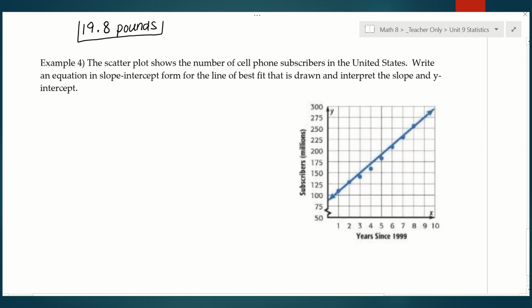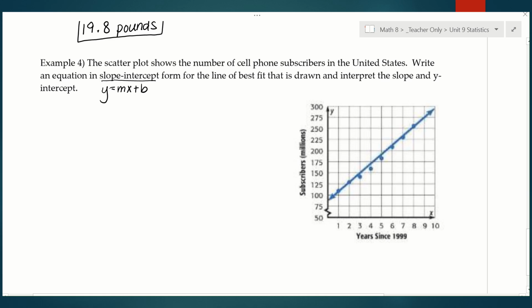The scatter plot shows the number of cell phone subscribers in the United States. Write an equation in slope-intercept form for the line of best fit that is drawn and interpret the slope and y-intercept. Okay, so first things first, when it says written in slope-intercept form, remember all that means is y equals mx plus b, so that's what we've been doing.